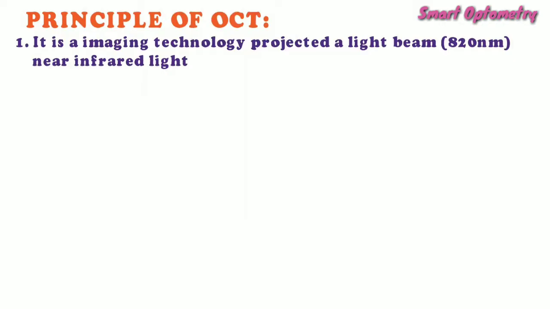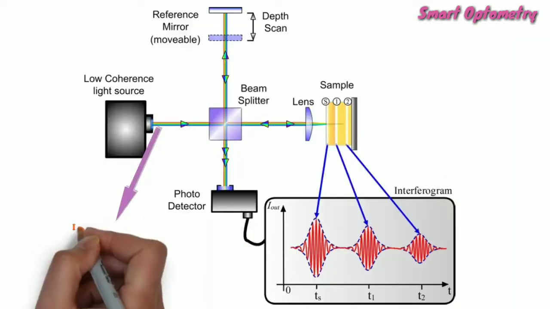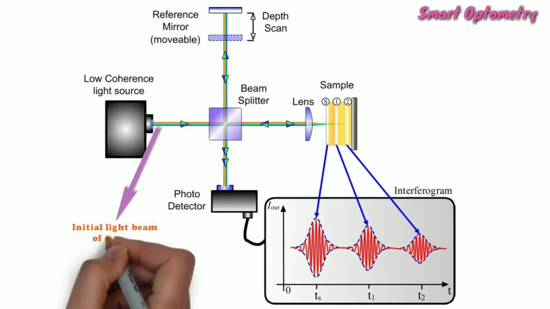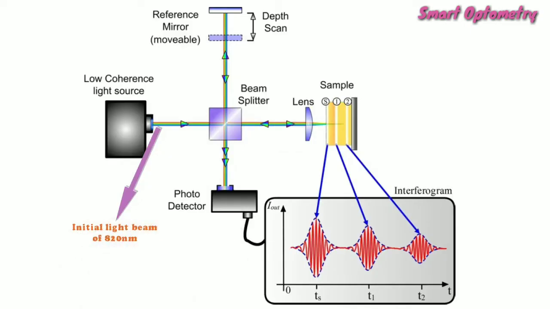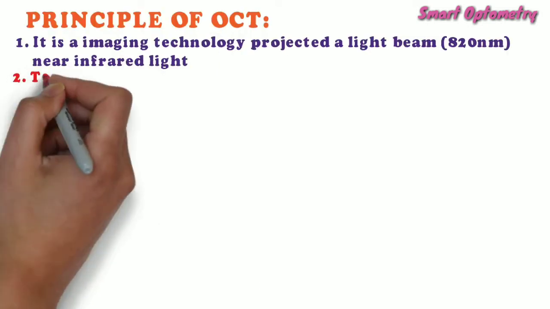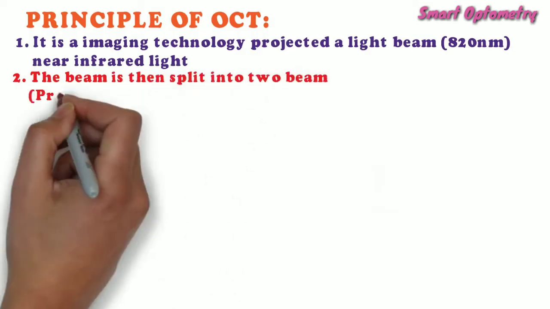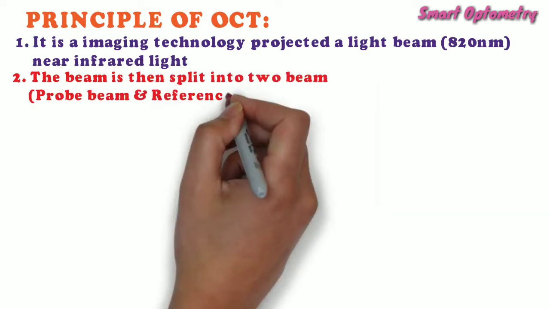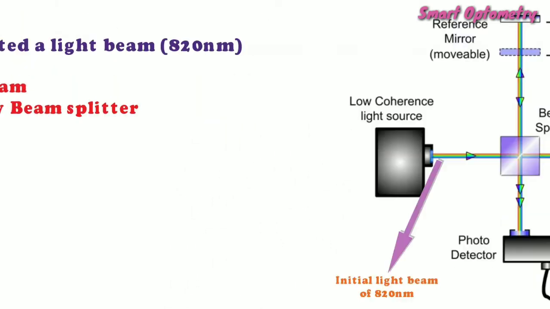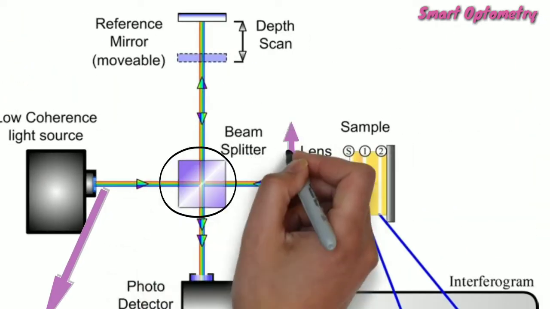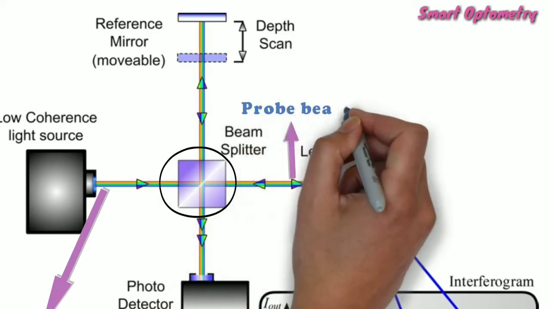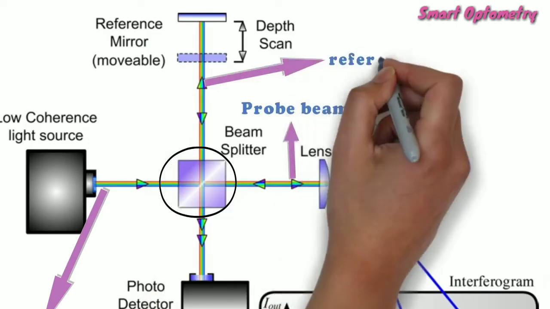It is an imaging technique projecting a light beam of near infrared light. Here in this figure, this is the initial light beam of 820 nanometer, that is nearer to infrared light. The beam is then split into two beams, one is probe beam and another is reference beam, by beam splitter. Here this is beam splitter, this is probe beam and this is reference beam.